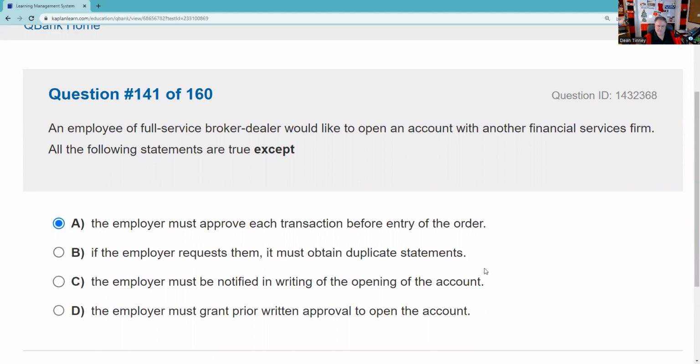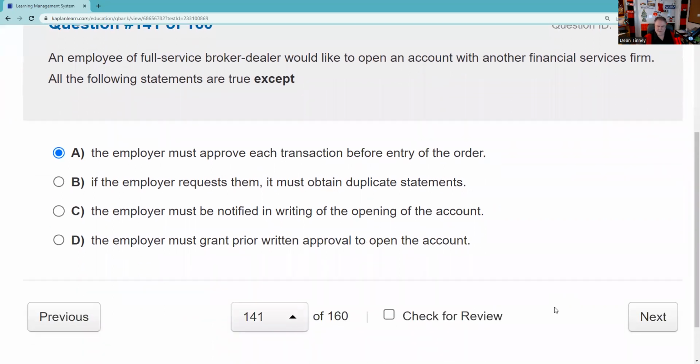The employer requests them, it must obtain. That's very testable. Duplicate statements, very testable, very true. The employer must be notified in writing of the opening of the account. Very true, very testable. The employer must grant written approval to open the account. Very true and very testable. So the answer is A.